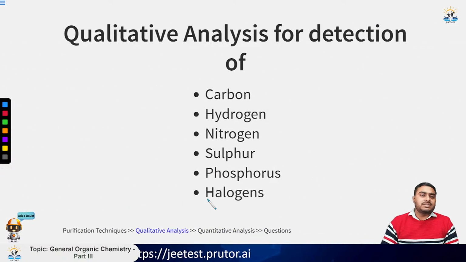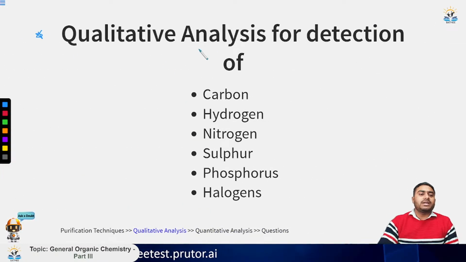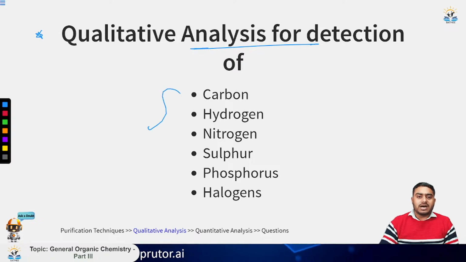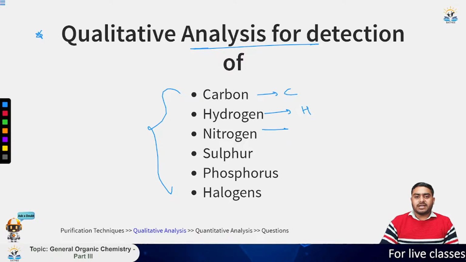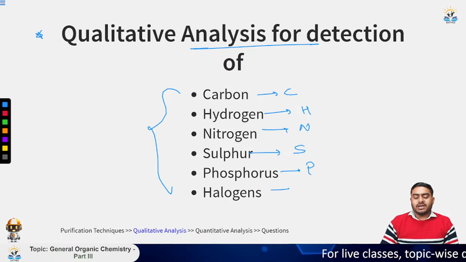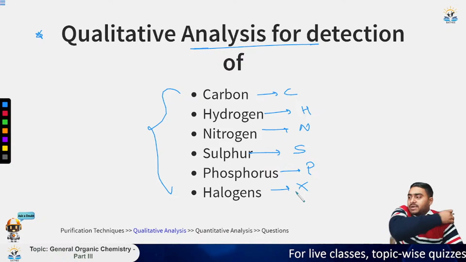Apart from this, the next topic is qualitative analysis for the detection of carbon, hydrogen, nitrogen, sulfur, phosphorus, and halogens. Carbon is symbolized by capital C, hydrogen by capital H, nitrogen is capital N, sulfur is S, phosphorus is capital P, and halogens we represent with X.